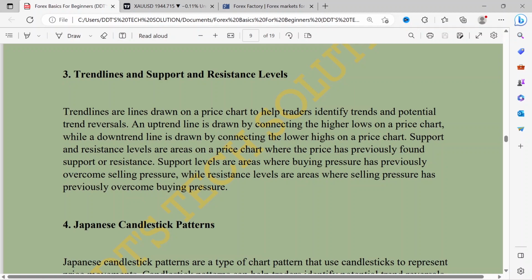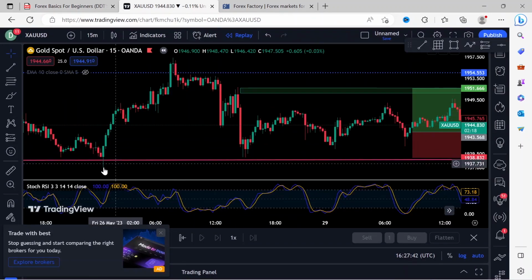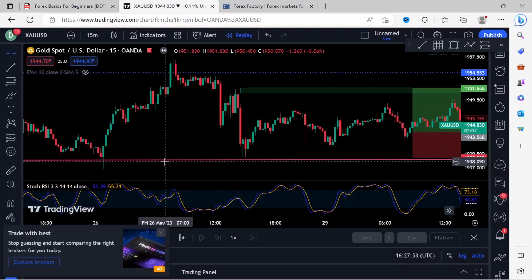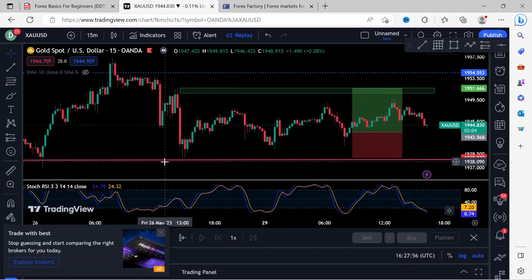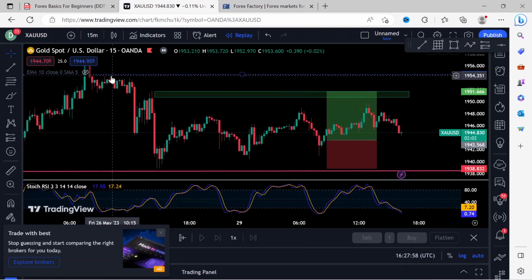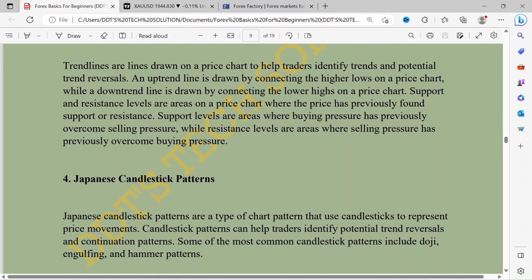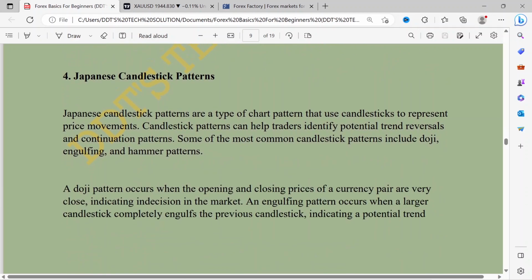And trend lines and support. Trend lines help us to identify trends and potential trend reversals. The red line I drew here is a trend line which identifies potential support, and I have another trend line, the blue one here, which is indicating a resistance. Understanding of this will be in the technical video I mentioned.